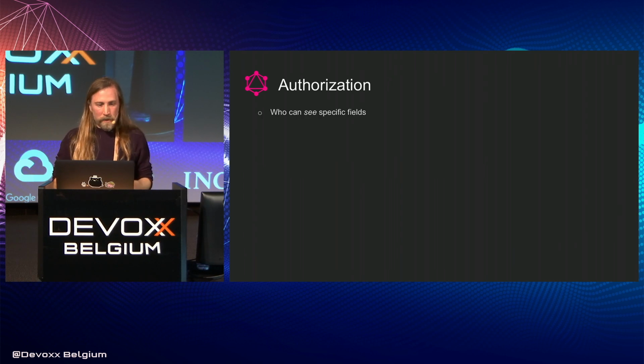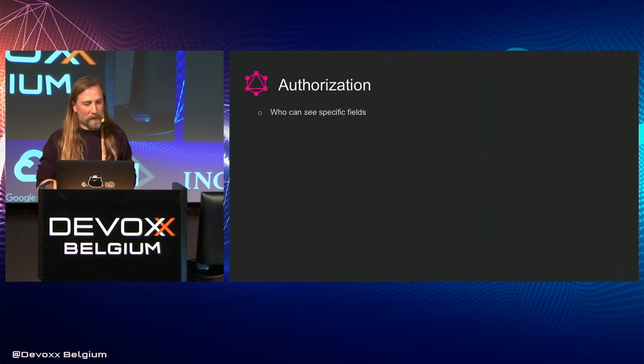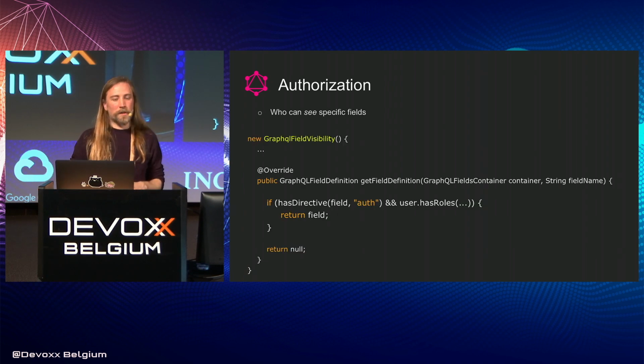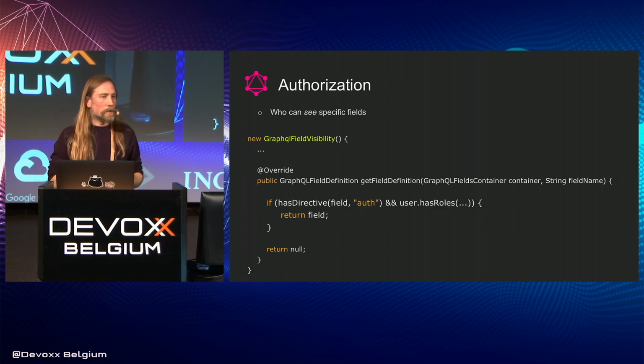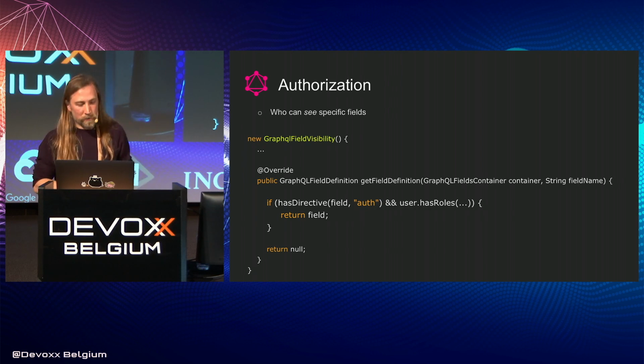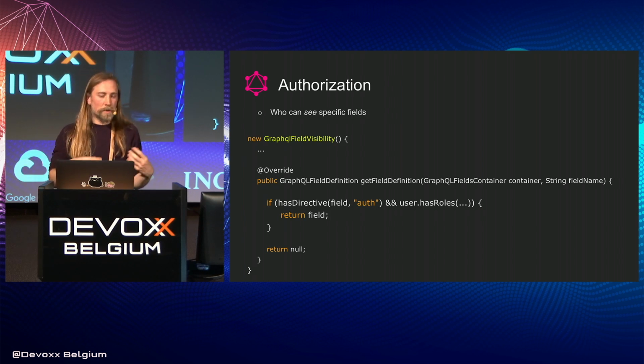But there's another problem. Who can see specific fields? That's a different story, because you might not even want all the clients to be aware of the existence of fields. Not only that they can't fetch them, they shouldn't even know they're there. Because just knowing that there's a protected field is already half the battle for the hacker, right? So there's a concept of GraphQL field visibility. This is something that you can register with your GraphQL object that you use to fire queries. You can implement a custom field visibility, which gives you a hook into this logic of choosing whether a field is there or not dynamically.